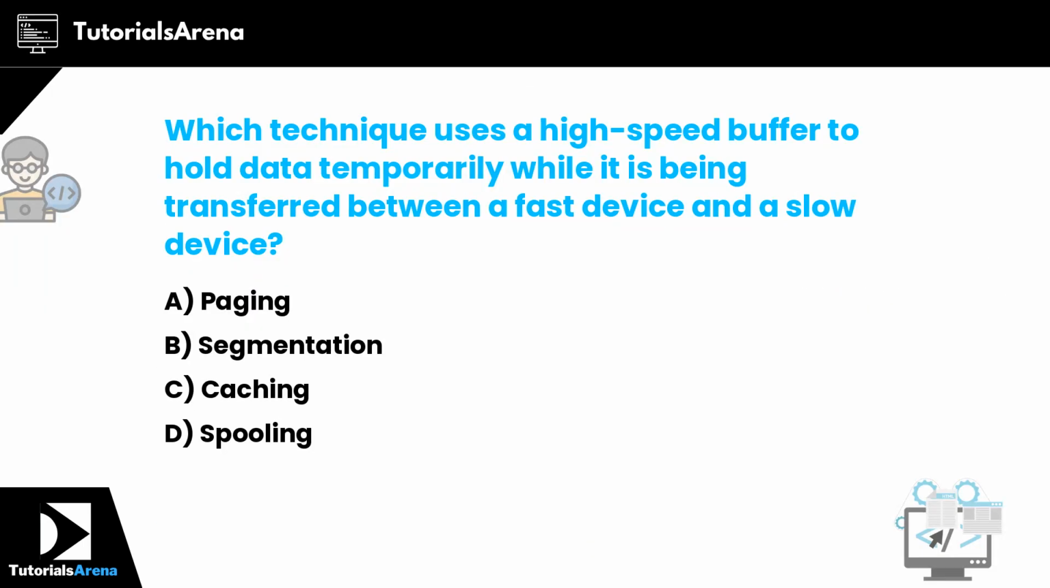Which technique uses a high-speed buffer to hold data temporarily while it is being transferred between a fast device and a slow device? The correct answer is option D, spooling.